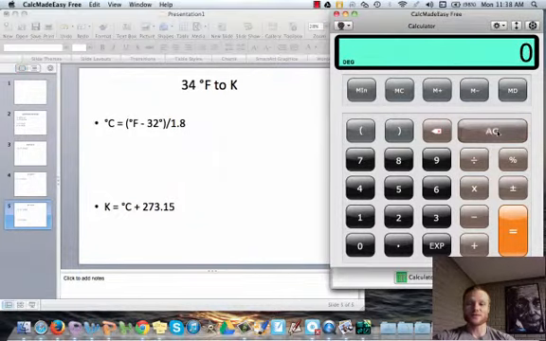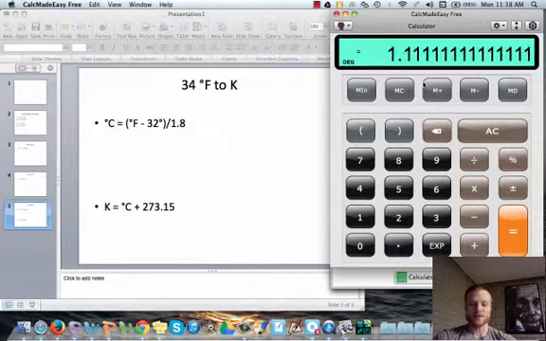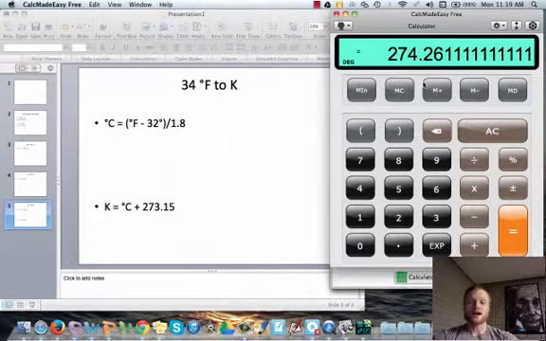So to do the first one, I have 34 degrees Fahrenheit minus 32 divided by 1.8, and that gets me 1.1 degrees Celsius. And then to that answer, because now I'm on the second formula, I'm just going to add 273.15. What does that equal? 274 rounded, okay, about 274 degrees Kelvin.